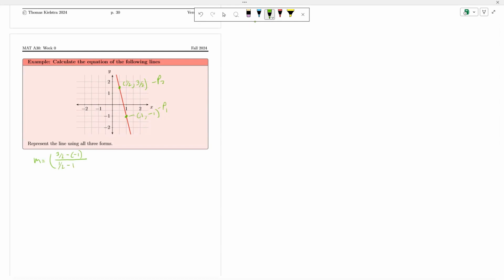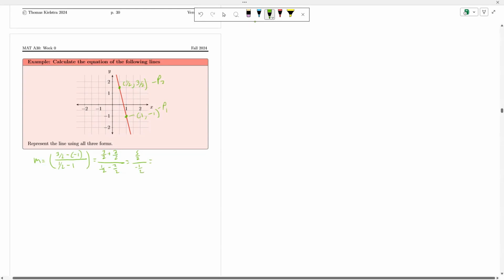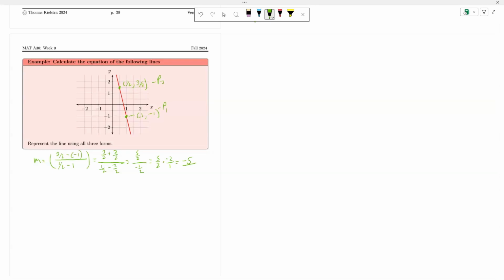minus 1 over 1/2 minus 1, which equals 3 over 2 plus 2 over 2 divided by 1 over 2 minus 2 over 2, which equals 5 over 2 divided by minus 1 over 2. And here I'm going to multiply by the reciprocal of the denominator to get 5 over 2 times minus 2 over 1, which equals minus 5. So my slope is minus 5.